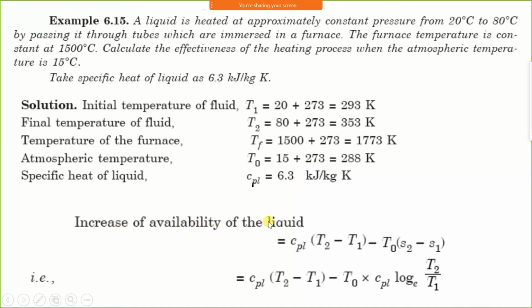Increase of availability of liquid. We have seen this formula already in the last numerical. We consider increase in availability as nothing but work done, and work done is equal to heat supplied minus heat rejected. Therefore availability of liquid is equal to heat supplied to the liquid, m Cp delta T, minus heat rejected, T0 (S2 minus S1).